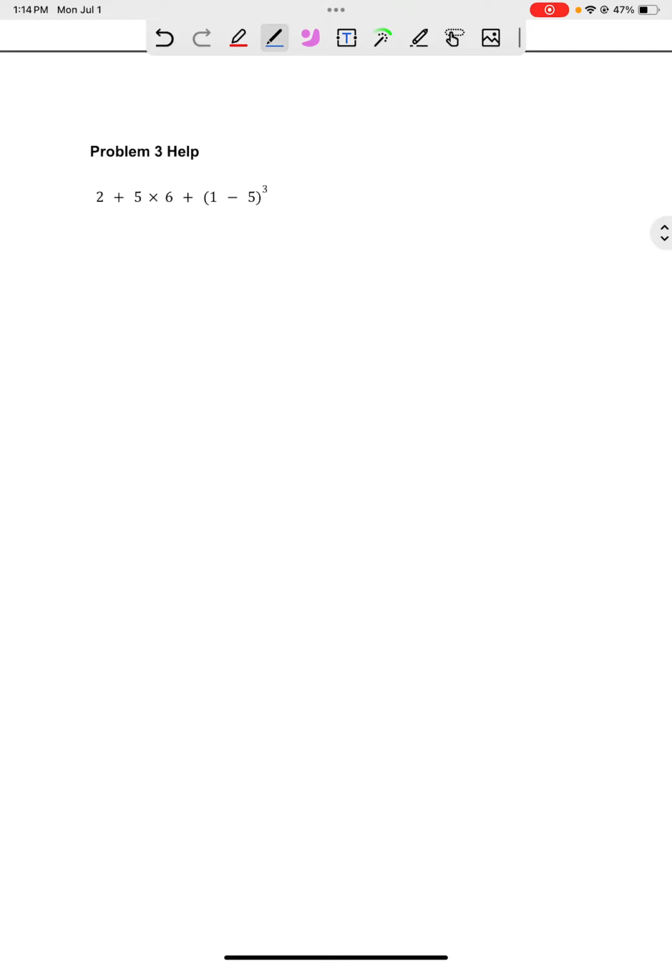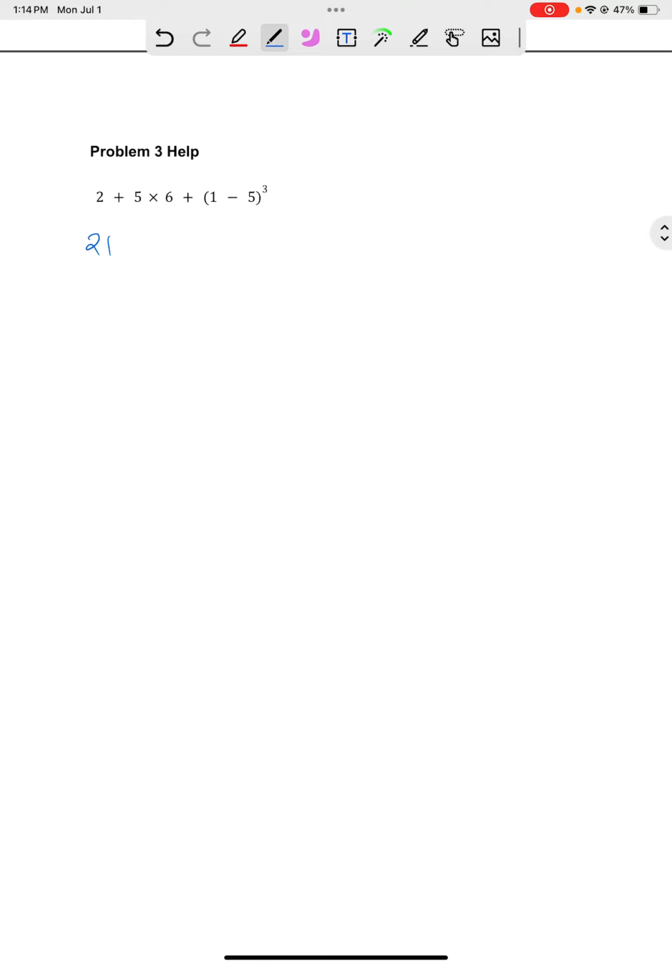Okay, so in this problem, we are just going to be practicing our order of operations. You'll notice that you've got a plus sign, a multiplication sign, a plus sign, and then you've got this parentheses with something inside raised to a power, okay? So what do we do? Well, the first thing we do is we handle what's inside the parentheses.